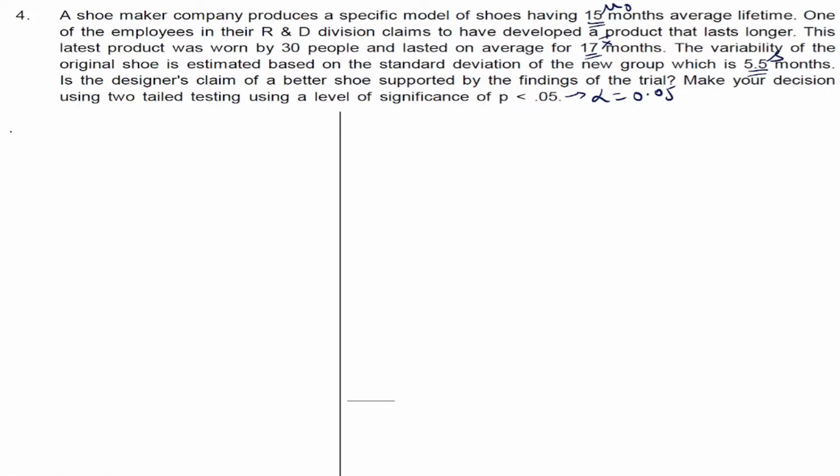So first let us write what all is given in the question. Mu naught is 15 months, n is 30, sample size is 30, and then sample mean x bar is 17. Sample standard deviation s is 5.5 months.